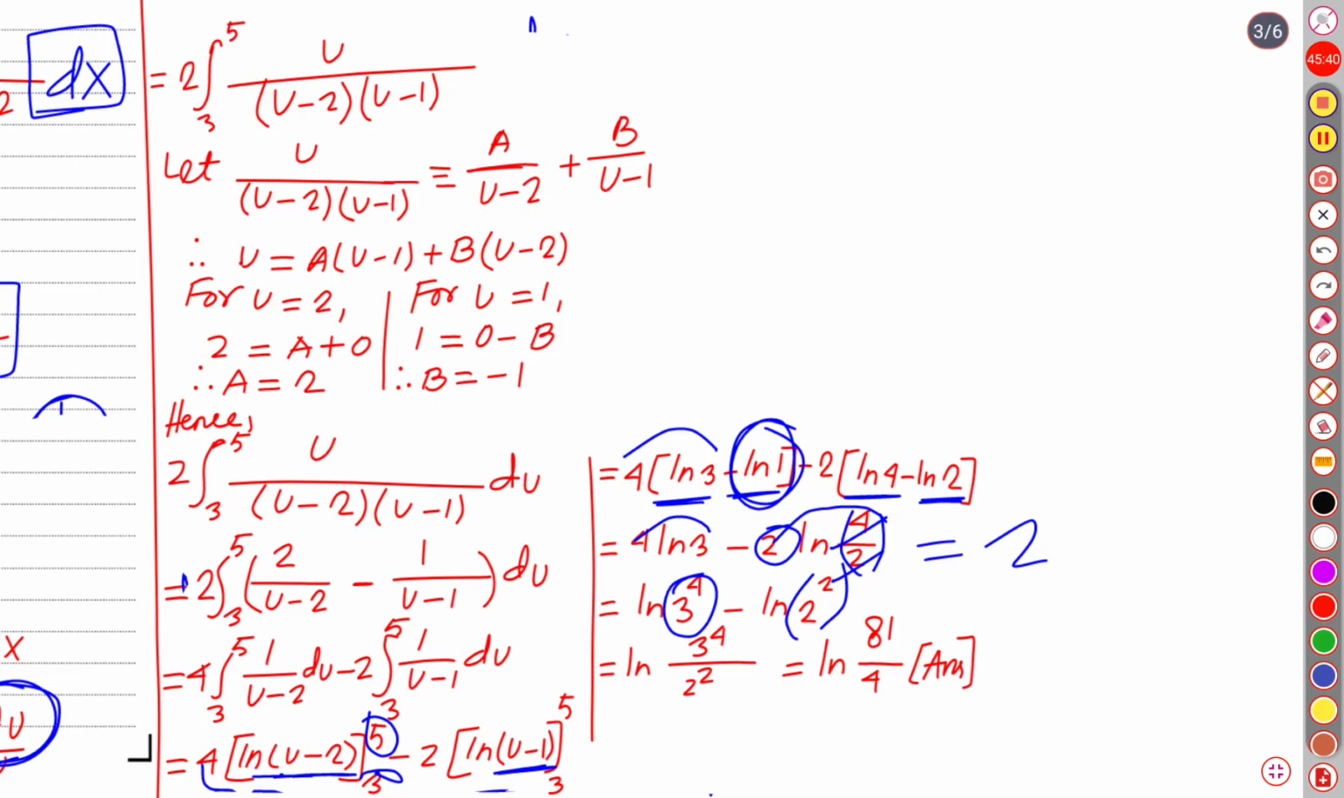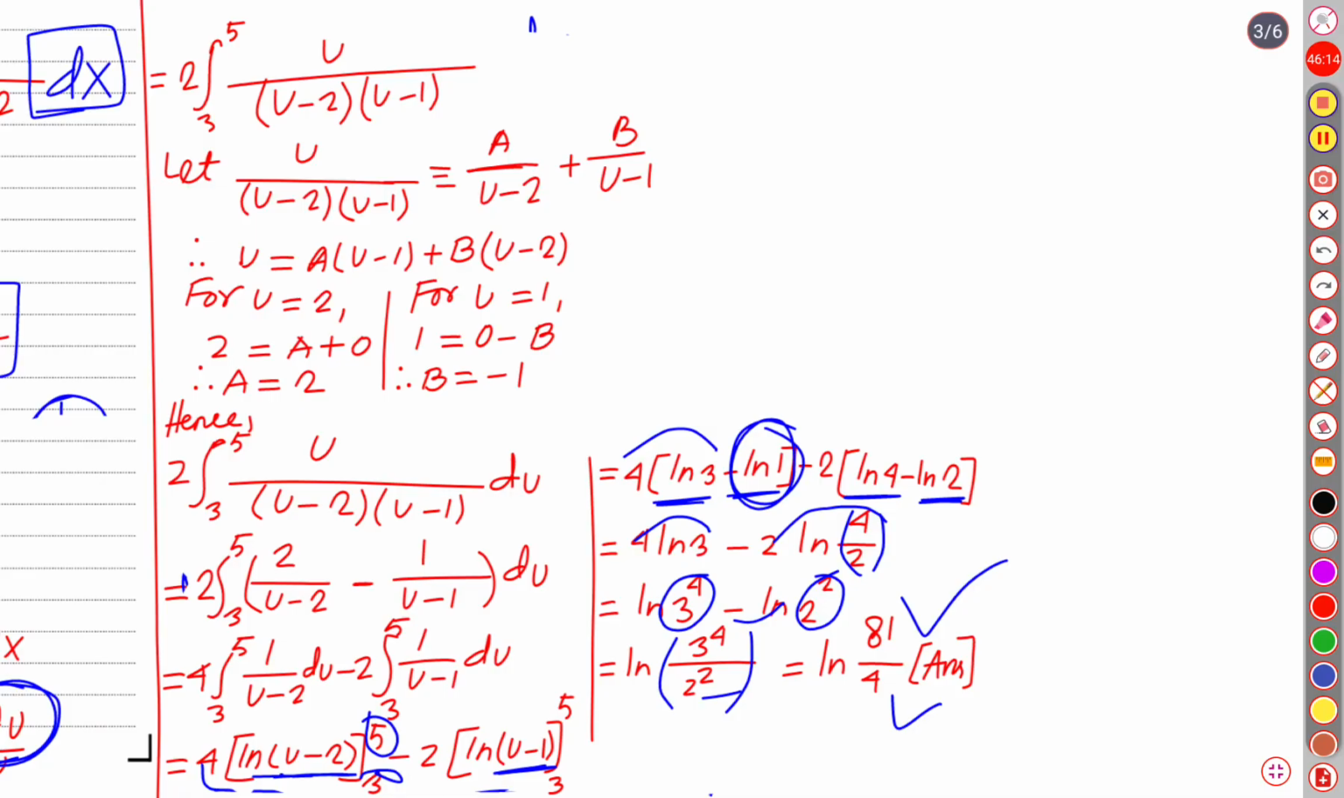Now if we take ln common from both of the functions, what will happen? It will be 3 raised to the first function. In subtraction of ln functions, it is actually division. So we have taken ln common, then this one divided by this function. So 3 raised to 4 over 2 square means ln of 3 raised to 4, which is 81, and 2 square means 4. So that's all for our integration.